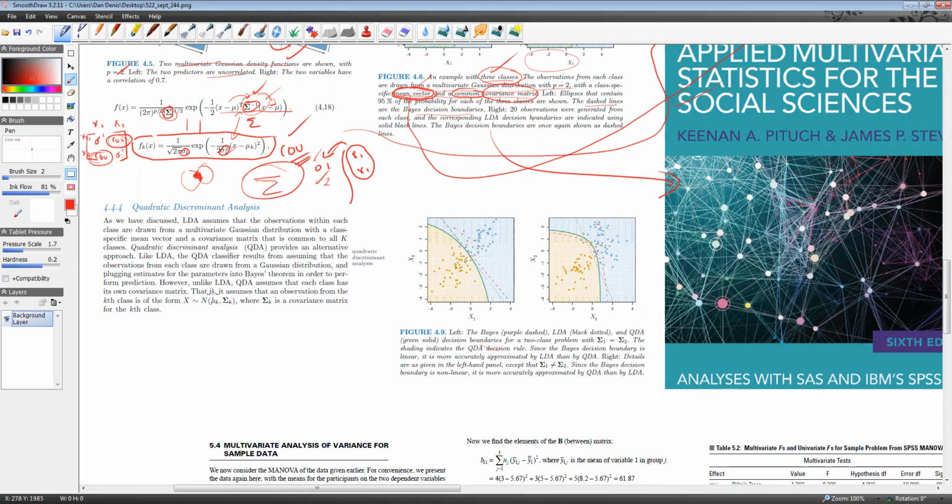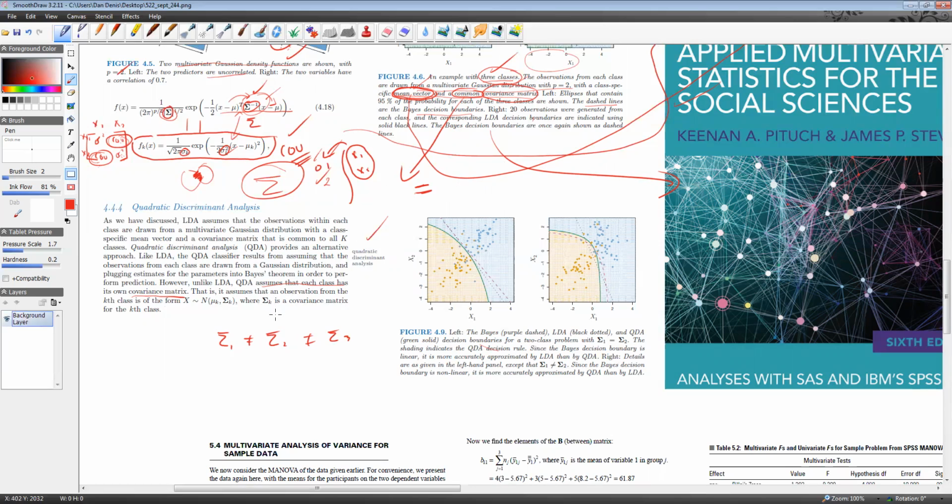Each class can have its own covariance matrix, so it doesn't assume that they're common. Now, there are some disadvantages with doing that. It assumes that the covariance for group 1 is not equal to group 2, which is not equal to group 3, whereas classic discriminant analysis assumes it's common, equal over here. So this one assumes it's not. Now, there are some issues with that.